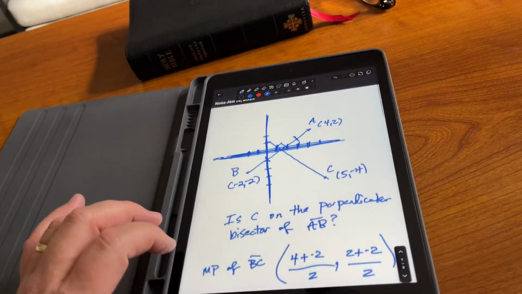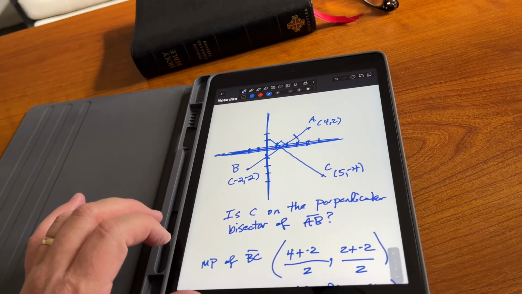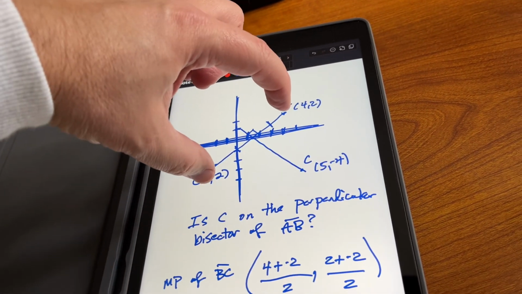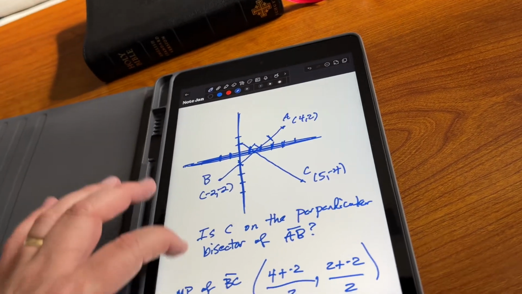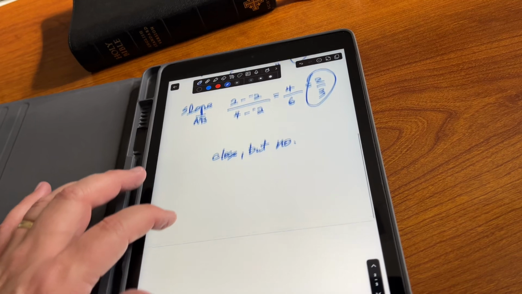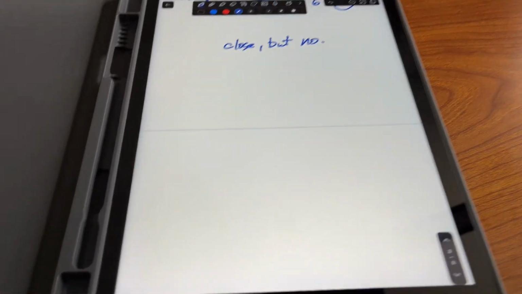So that's how you do that. So review that. You find the midpoint of this segment, and then you find the slope of that segment and the slope of that segment. If when you multiply those slopes together you get -1, then you know that it's a perpendicular bisector.